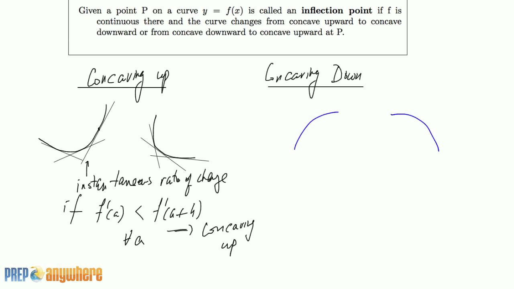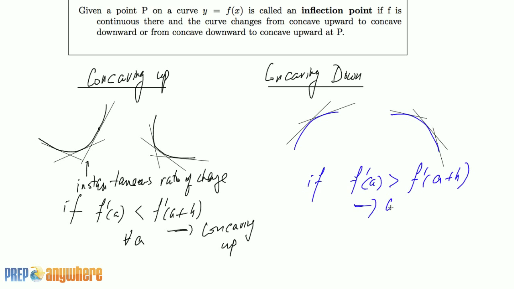Concaving down means the following. Graphically, if you draw a tangent anywhere, look, what's happening to the graph compared to the tangent? The graph is always below. Right? Always below. So again, if the instantaneous rate of change at any A is greater than the numbers beside it, the numbers that are a little bit further to the right, then it's concaving down.